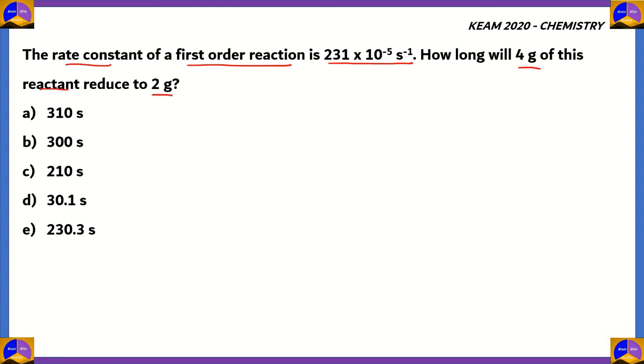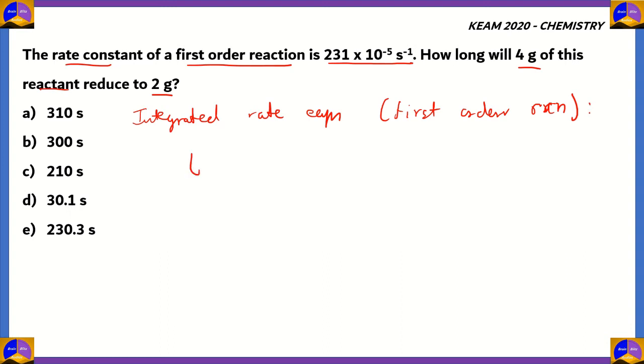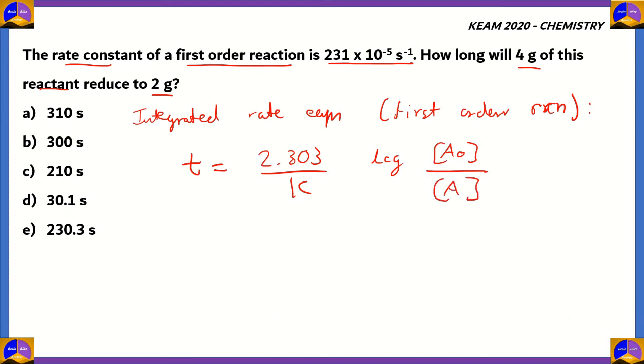So we are going to use the integrated rate equation of a first order reaction. So now we're going to write t as equal to 2.303 divided by k times log of concentration of A naught divided by concentration of A. So this is the integrated rate equation, and what we're going to do is find out the time period, and we know the rate constant, we also know the concentrations. So what we have to do is just plug in the values.